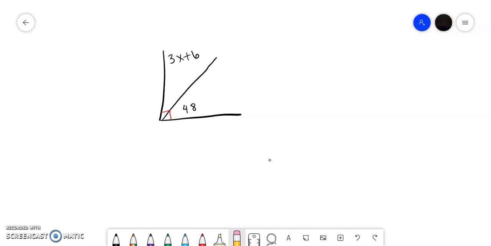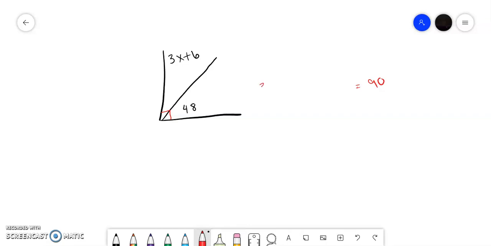So if I add up these angles, we can call this right here angle 1 and this one angle 2. If I add up angle 1 plus angle 2, I should get 90. The only thing now is that we have more than just one or two numbers. We actually have expressions, okay? So I'm going to plug these in.